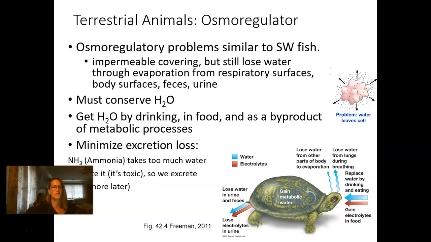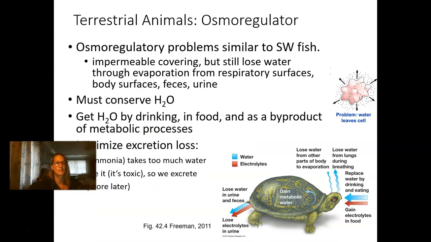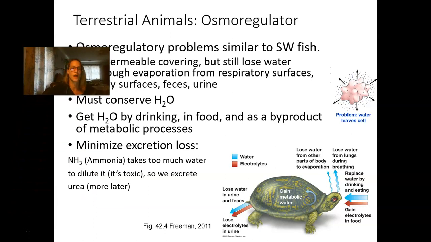Also, they have to minimize water loss in their excretion. So excreting ammonia would be energetically efficient. We'll talk about this a little bit later, but it takes way too much water to dilute it because ammonia is toxic. So what terrestrial animals do is they excrete urea, which doesn't require quite as much water to reduce the toxicity. And so that's one way that they can minimize the amount of water that they lose in excretion.